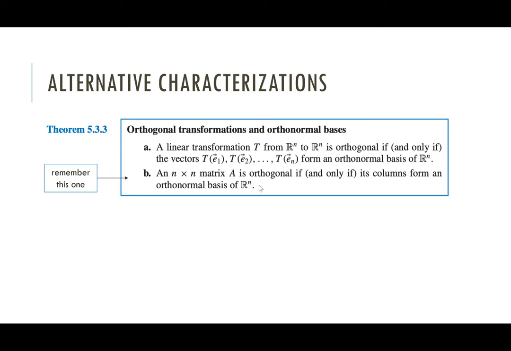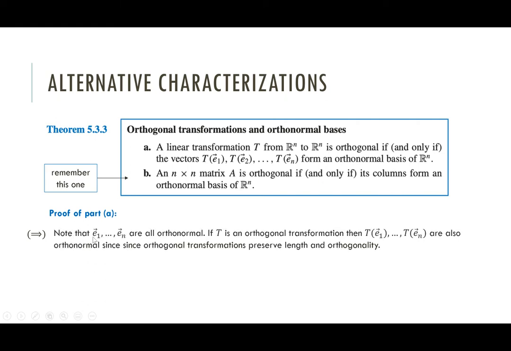But okay, let's prove this part A, the theoretical version of this, which says, okay, it's an if and only if, so you have two directions here. So let's prove the first direction, which assumes, if you're assuming your transformation is orthogonal, show that the transformed basis vectors are orthonormal.